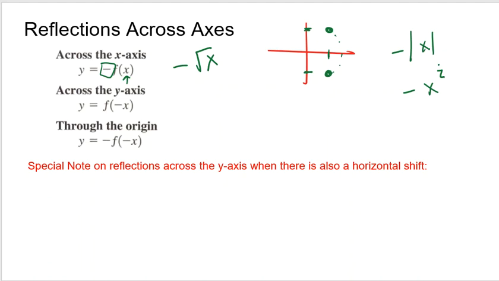So your x coordinates are not changing. It's your y values that are changing. All right, now we could also reflect across the y-axis. So that would be taking a point from, say, here, and reflecting it across the y-axis over to here. So this time, notice that the y-coordinate's not changing at all. The y-coordinate's actually staying the same.